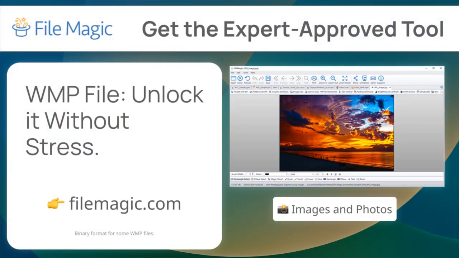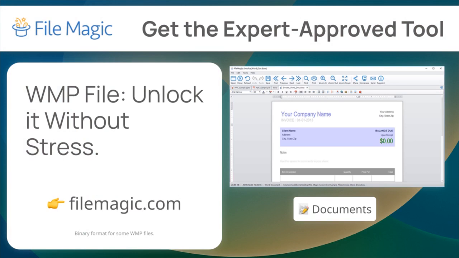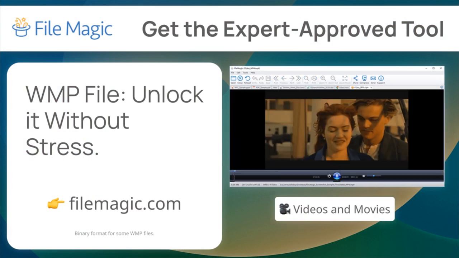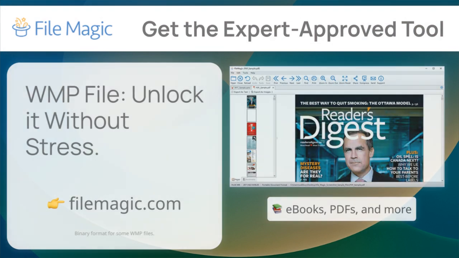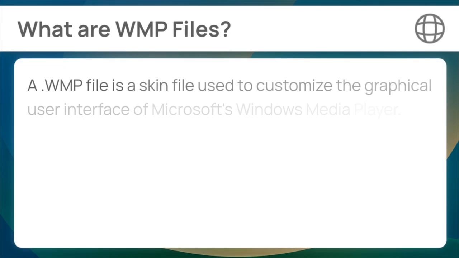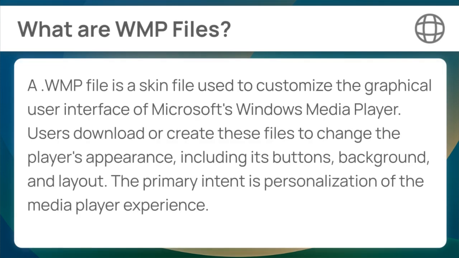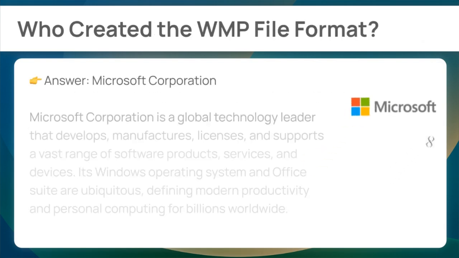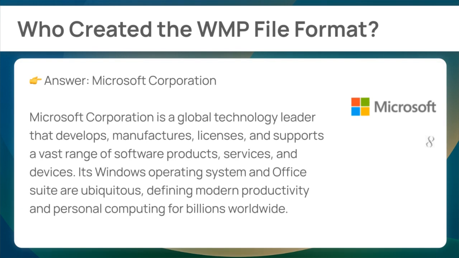The efficacy of this tool hinges on the speed and analysis power of a single WMP file inspection program that services hundreds of formats. A WMP file is a skin file used to customize the graphical user interface of Microsoft's Windows Media Player. Users download or create these files to change the player's appearance, including its buttons, background, and layout. The primary intent is personalization of the media player experience.